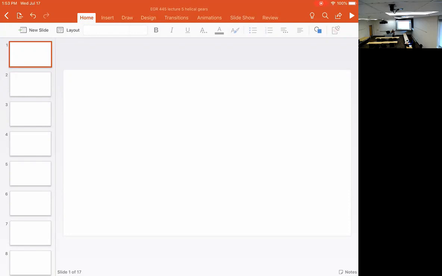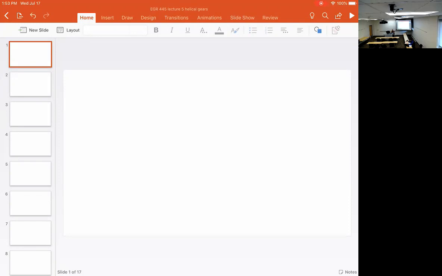Can someone help me with the overall spur gear design process? What is step number one in spur gear design? Correct. So the first step is to see whether the pinion is weaker or the gear. We always design the weakest element.